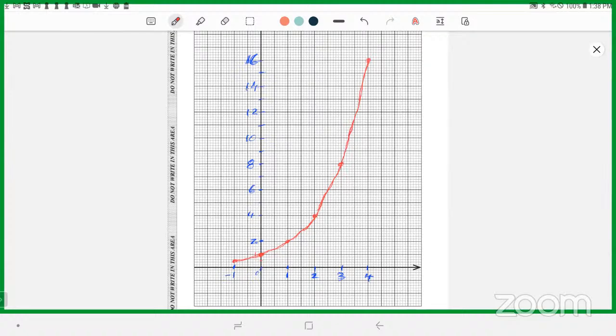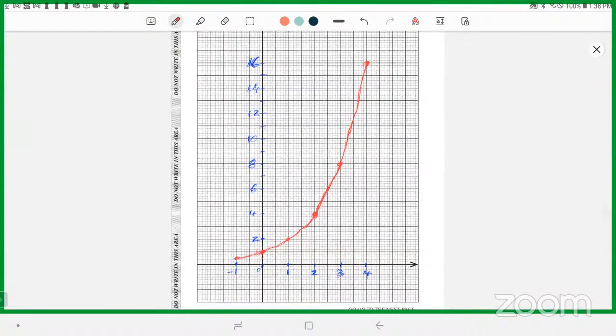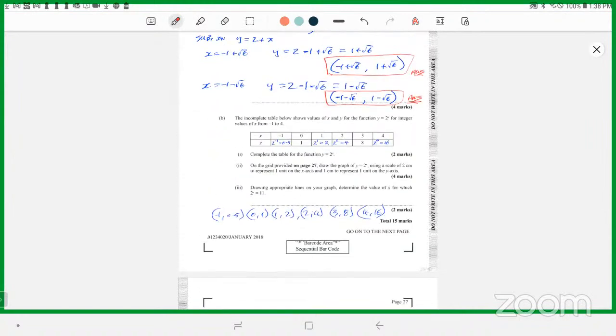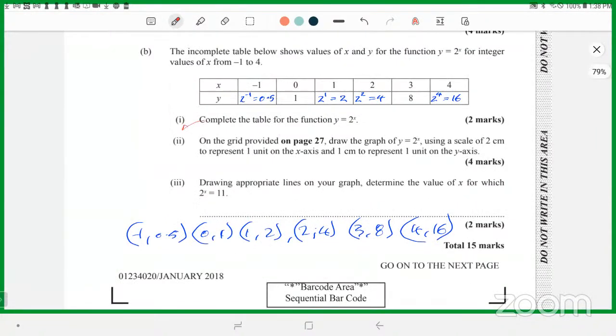If you have one of those flexi rulers, or one of those curve rulers, then you can use it and draw it. All right, that is your graph right there. Yes, sir. All right. So we have done the graph bit.